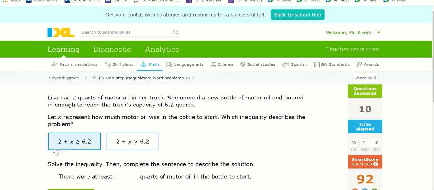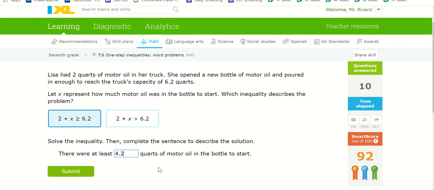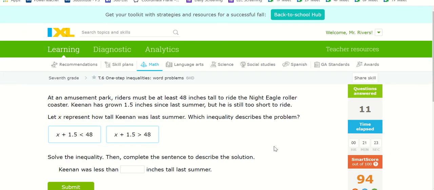We subtract 2 from both sides, so x is greater than or equal to 4.2. There were at least 4.2 quarts of motor oil in the bottle to start. She might have had more. There you go. All right. Pretty straightforward stuff from this point. I'm going to pause it and I'll chime back in.